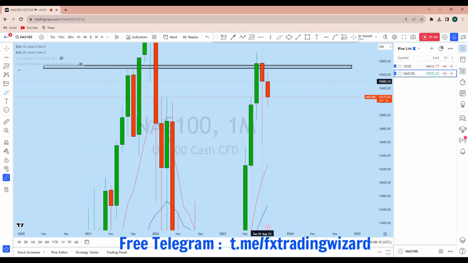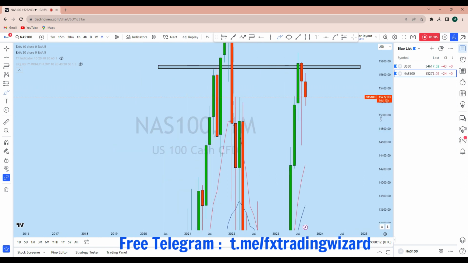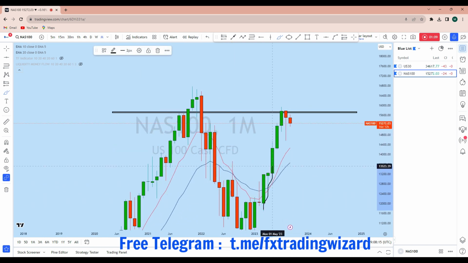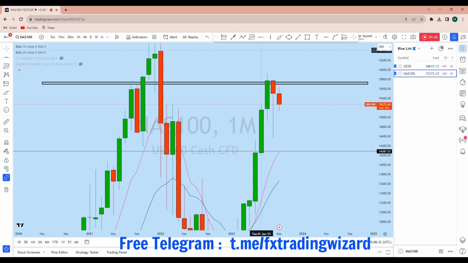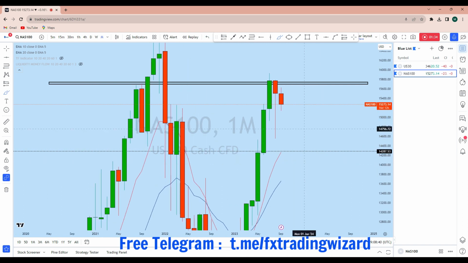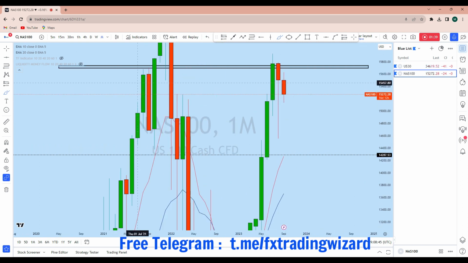Now we see that this is a very long wick on the monthly, and if we look at the overall market on the Nasdaq, we see that there is a strong impulse and we can expect a pullback. If we take our Fibonacci from low to high, we can see that the price still did not retest the 38.2% Fibonacci level. So there is a probability for Nasdaq this month also to remain bearish, to come back down to test this previous support level, which is the Fibonacci zone. That means we can expect Nasdaq to come down from the monthly perspective.